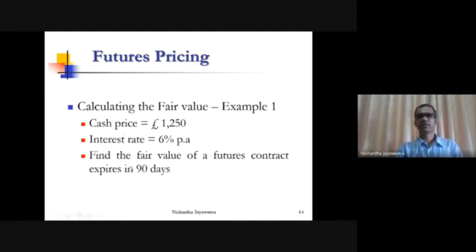What would be the fair value of a futures contract? What do we have to do? Calculate the interest for a 90-day period at 6%. Add that interest cost to this cash price to derive the futures price. Clear? We calculate the interest cost and add it to the cash price.